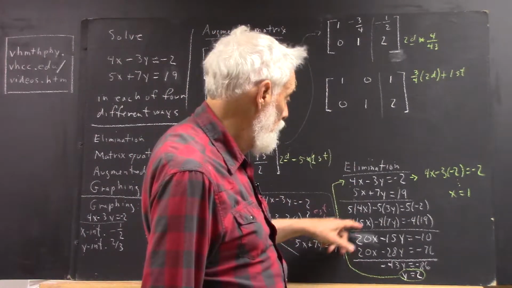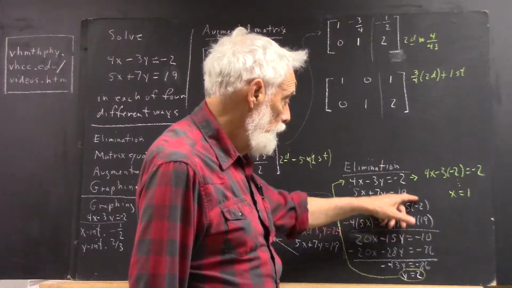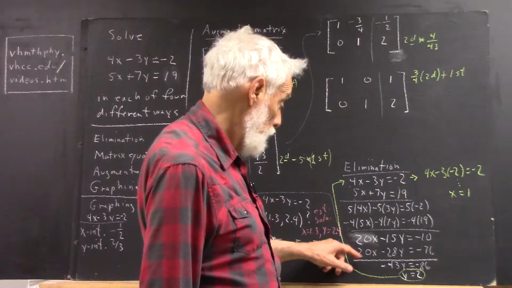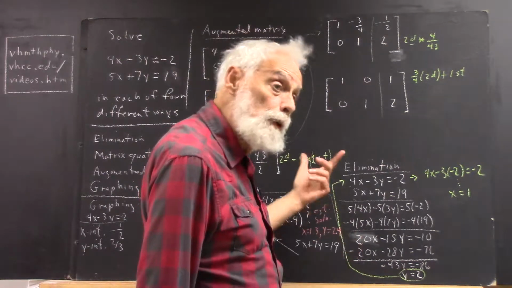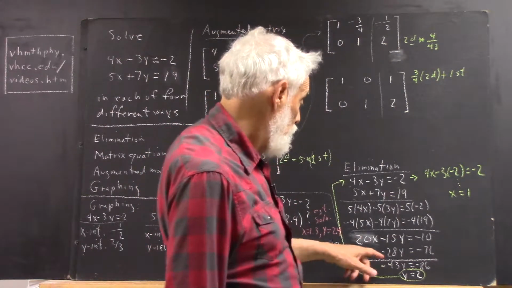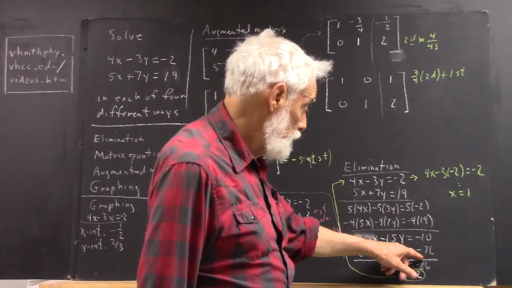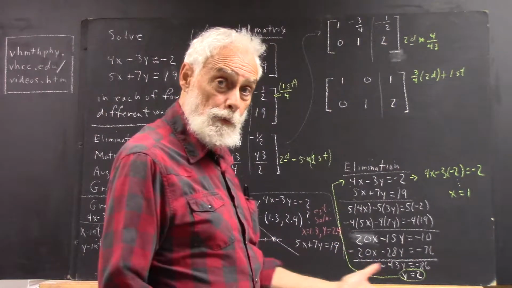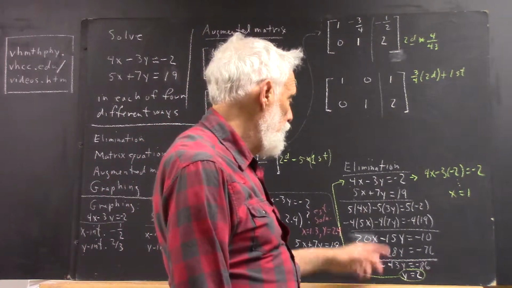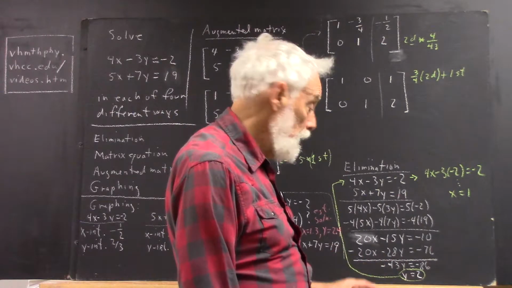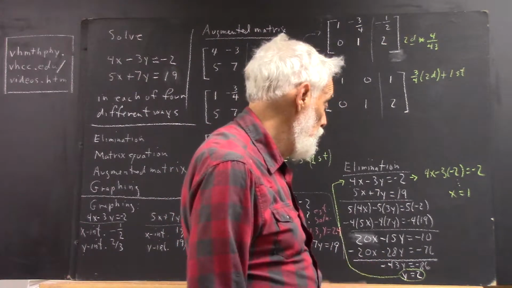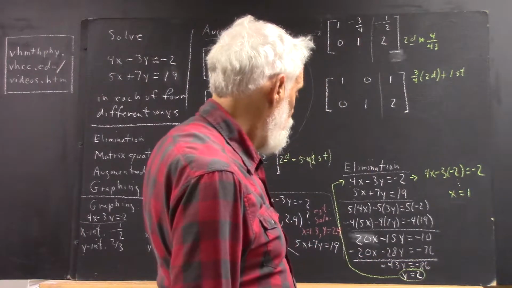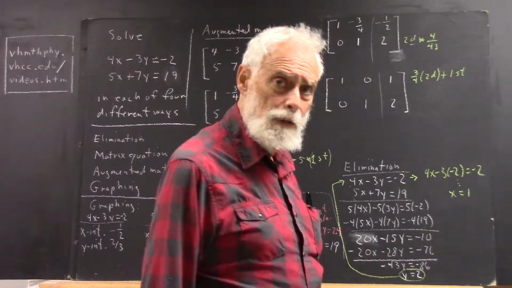I get 20x. From here I get negative 15y. From here I get negative 10. From here I get negative 20x, which is a good thing because I wanted these coefficients to be equal and opposite. And then I get negative 28y and negative 76. Adding these, 20x and negative 20x gives me 0. Negative 15y and negative 28y gives me negative 43y. Negative 10 and negative 76 gives me negative 86. So I get negative 43y equals negative 86.